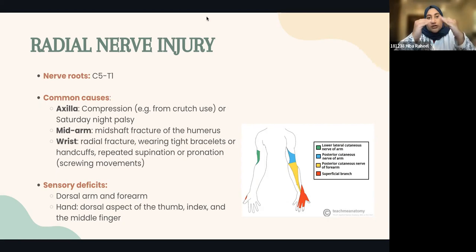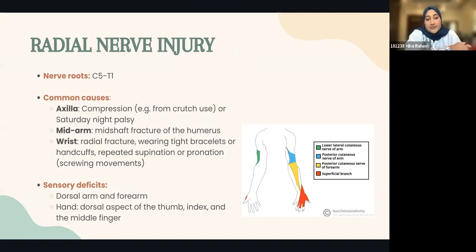Now let's move a little lower, from the axilla to the middle of your arm. In the middle of the arm, the radial nerve wraps around the humerus. Essentially, the radial nerve goes straight, then goes around the humerus, and then runs in the posterior compartment of your arm. So any damage, any fracture along the mid shaft of the humerus can cut the radial nerve.